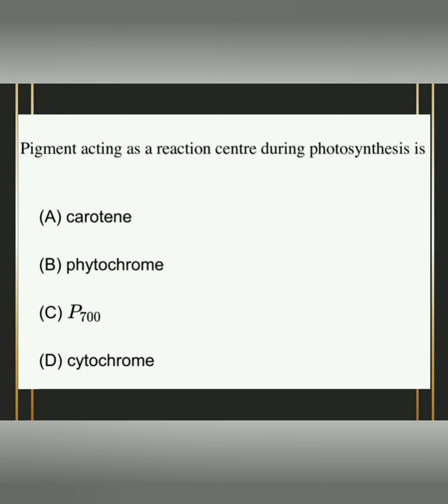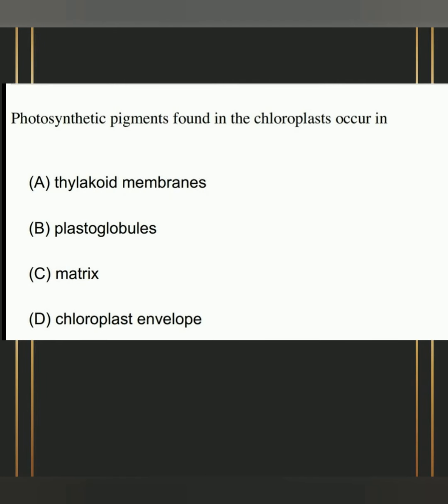The pigment acting as a reaction center during photosynthesis is carotene, phytochrome, P700, cytochrome. And the answer is option C, P700. Photosynthetic pigments found in the chloroplast occur in thylakoid membranes, plastoglobules, matrix, chloroplast envelope. So the answer is option A, thylakoid membranes.